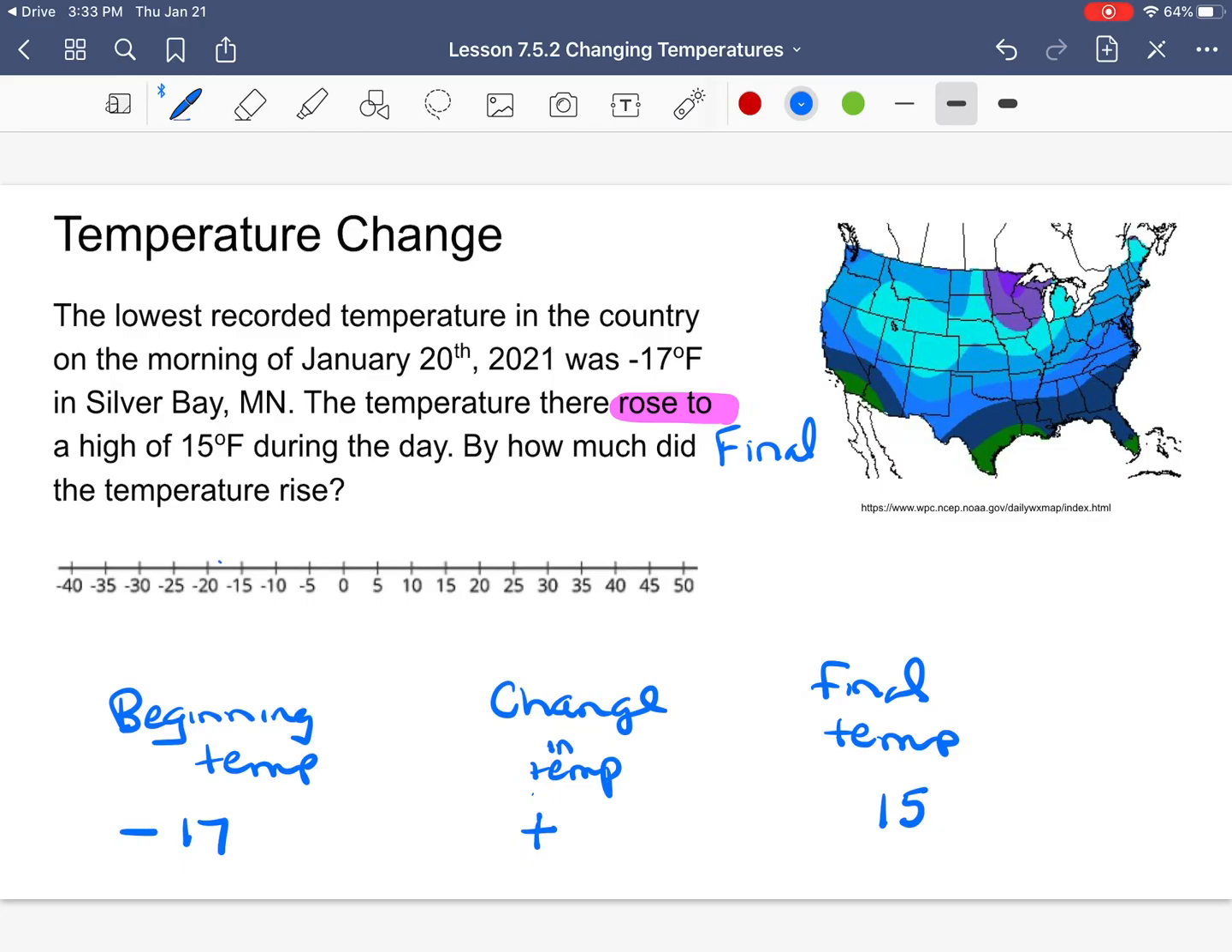So we start about here for -17 degrees, and we end up here at +15. What's the distance between these? So here's 0, and from -17 to 0 the distance is 17 degrees. It went up 17, and so that's +17, and then it went up 15 more, +15. So 17 plus 15 is 32. So the change in temperature is 32 degrees.